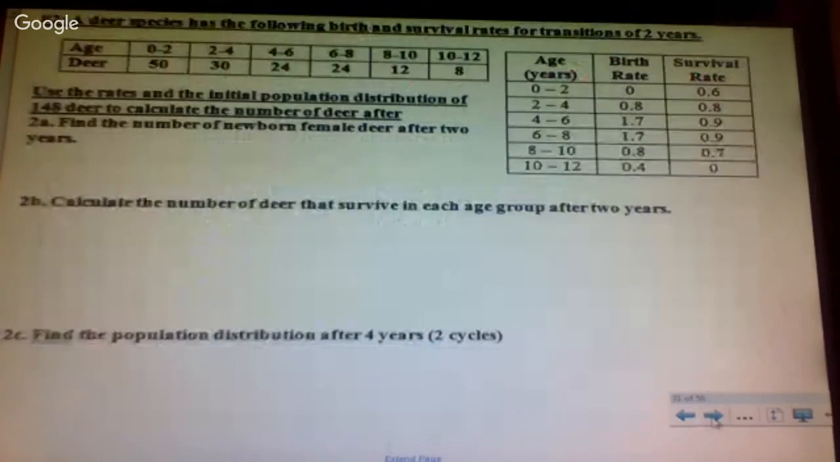All right, the next one we're going to look at is a deer population. Find the number of newborn female deer after 2 years. How many transitions is 2 years? Just one transition, every 2 years. These are 0 to 2 years old, 2 to 4 years old, 4 to 6. So 2 years is one transition. We need to find newborns.